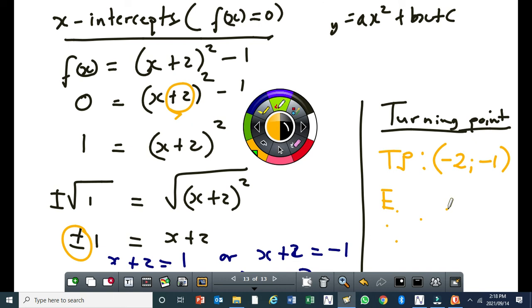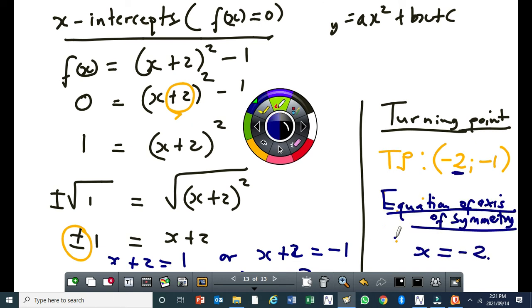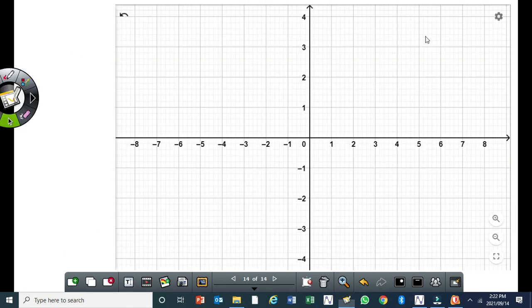You know something? I've realized that there are some. Okay, so our equation of axis of symmetry is x equal to -2. Now, let's sketch. Please remember, this is a sketch. Okay? Pay attention as I sketch.